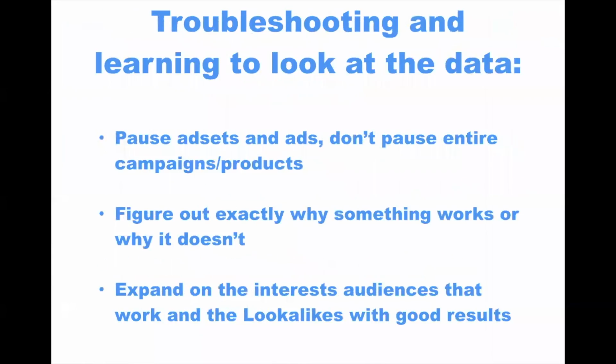So the next thing is troubleshooting and learning to look at the data. You pause ad sets and ads. Don't pause entire campaigns. So let's say you have a CBO campaign, $25 a day running, and 2 of the ad sets suck, and the other one is good. It got 1 sale, and the other 3 don't get sales, and they've spent a lot of money. And by a lot of money, I mean 50% of your product price. This is what we're doing right now. This is the most updated info that I'm giving you. 50% of your product price.